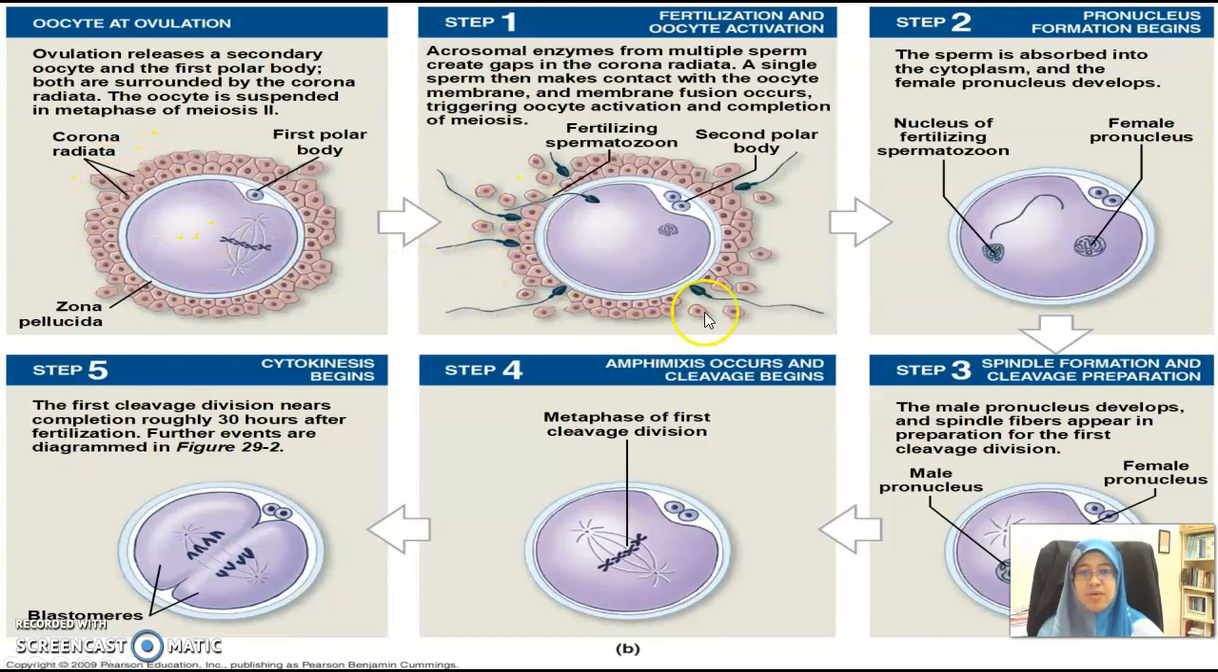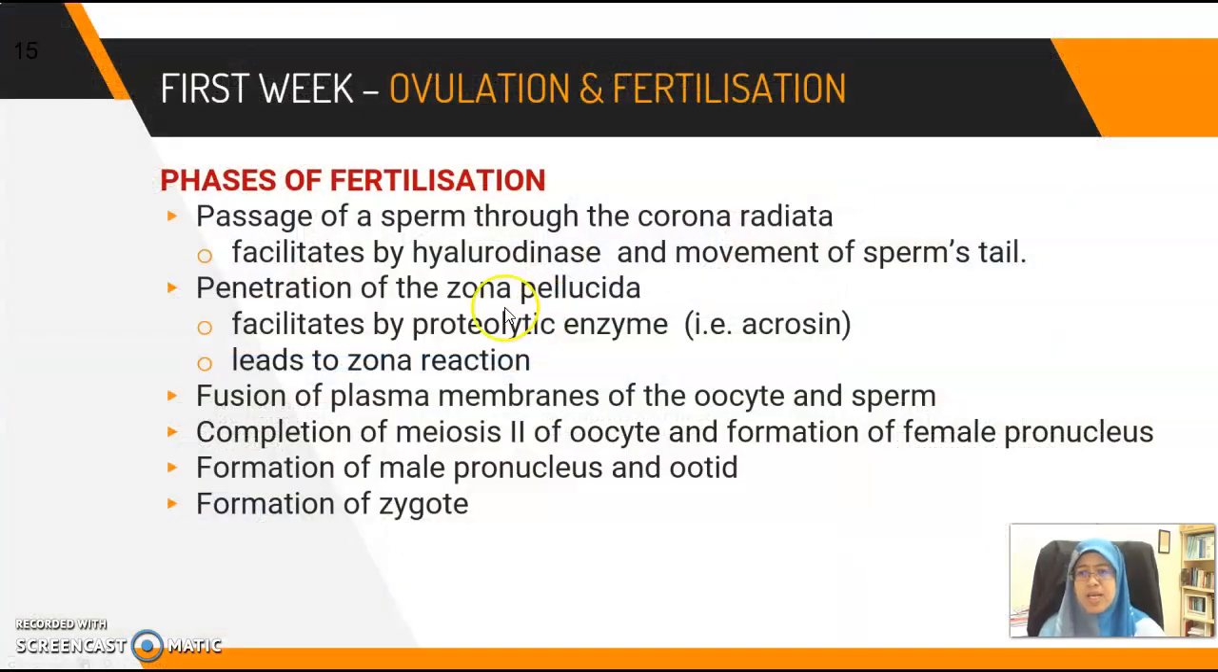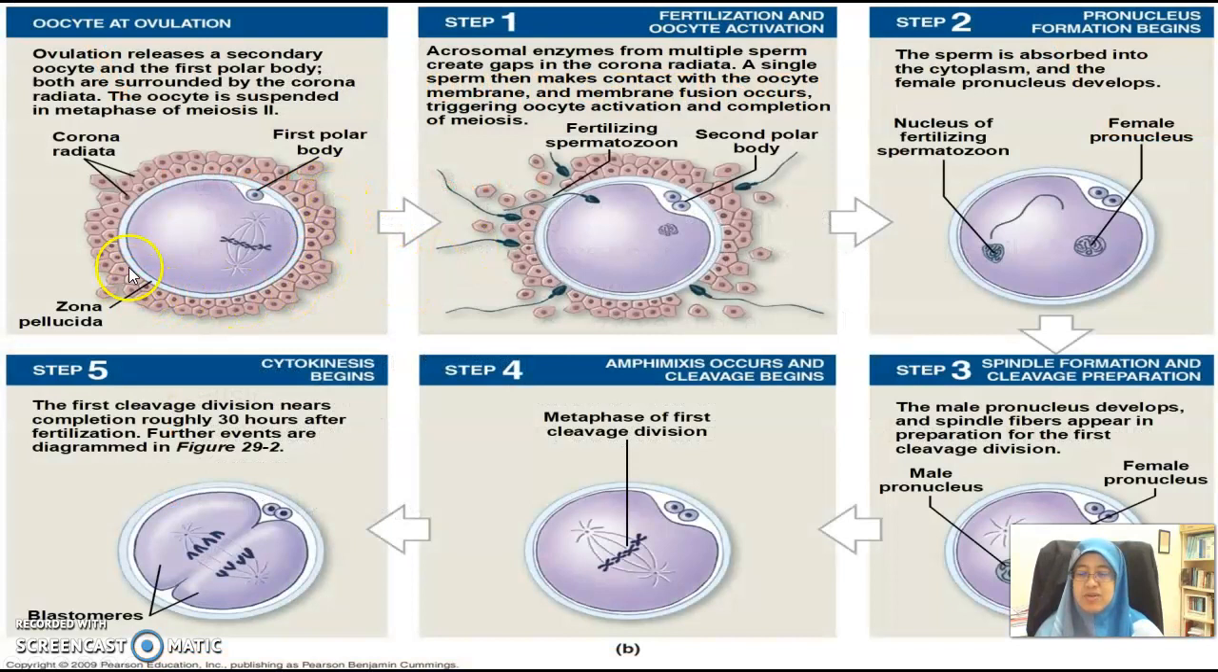So you can see only a few manage to get to the vicinity of the secondary oocyte, but this is the one, the first, that penetrates the oocyte. Okay, so let's have a look at the phases of fertilization. What happens is that the sperm needs to make a tunnel, passing through. They have to make a way around the corona radiata here. So there are a lot of cells here.